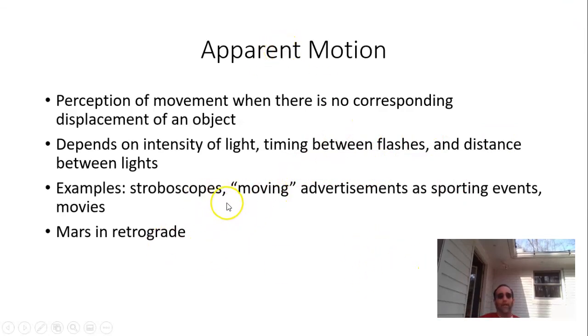We talked about stroboscopes, and we talked about the Gestalt phi phenomenon of perception. That creates apparent motion. And sometimes it looks like Mars is moving backwards in the sky. It's not. It's just because of where it is and things that are more in front of it, it'll give the appearance of moving in a different direction.